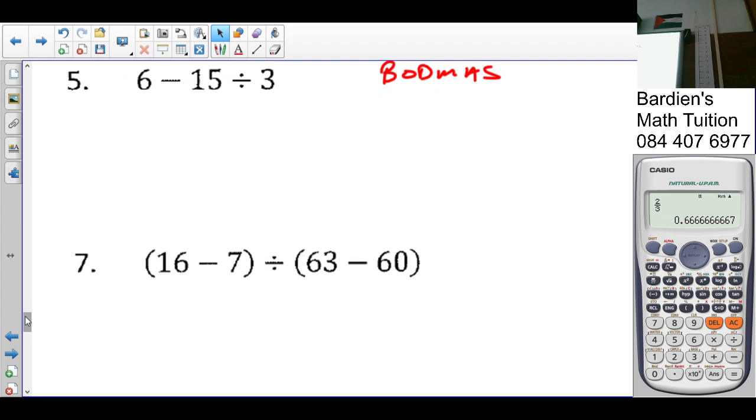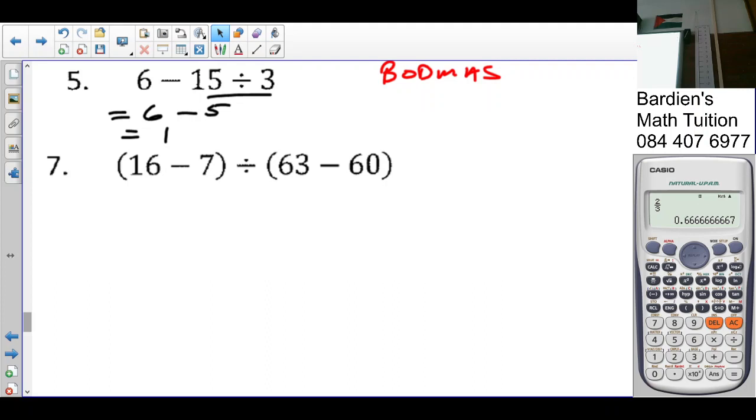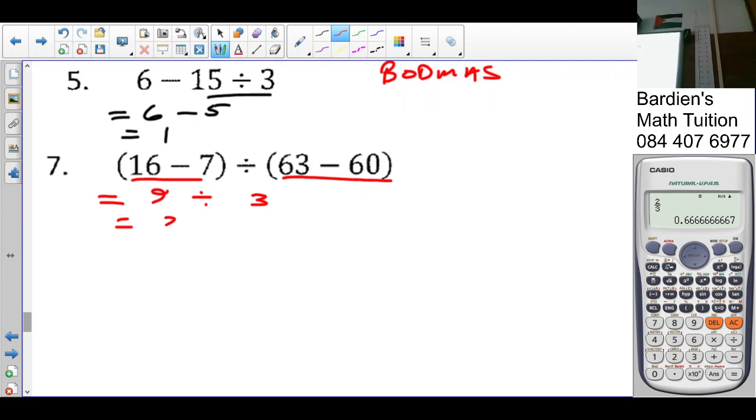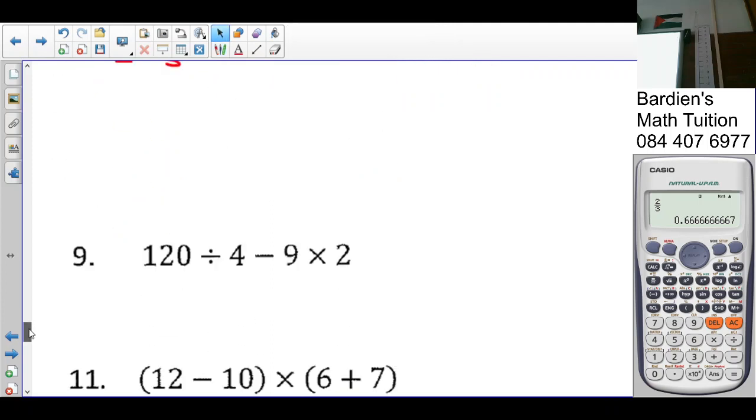Next, what needs to be done first? Division. Okay, so you do that first. Next, you do brackets. According to Bodmas, it's going to give you 9. You see how you're going to get me in trouble? 9 divided by 3 is 3. Are you all okay with that?